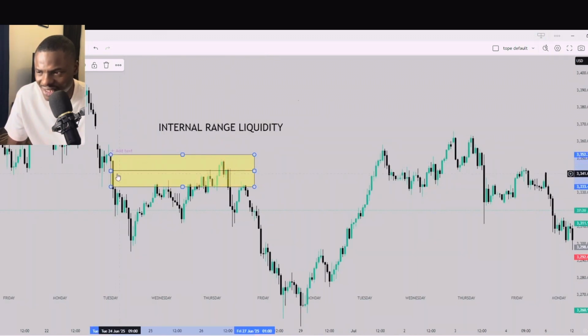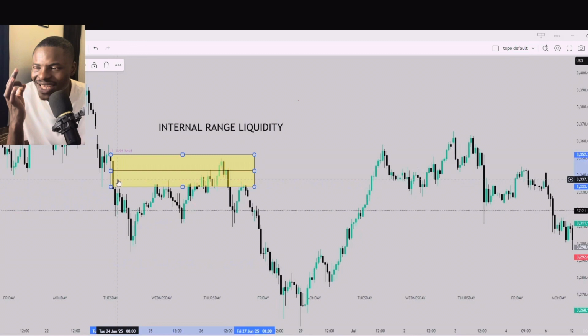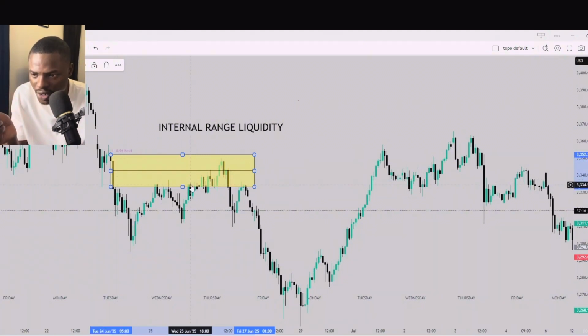So this is an area of imbalance right here. The market is obligated, the market is programmed to come back inside this area before it continues the move. So the internal range liquidity is always for continuation.